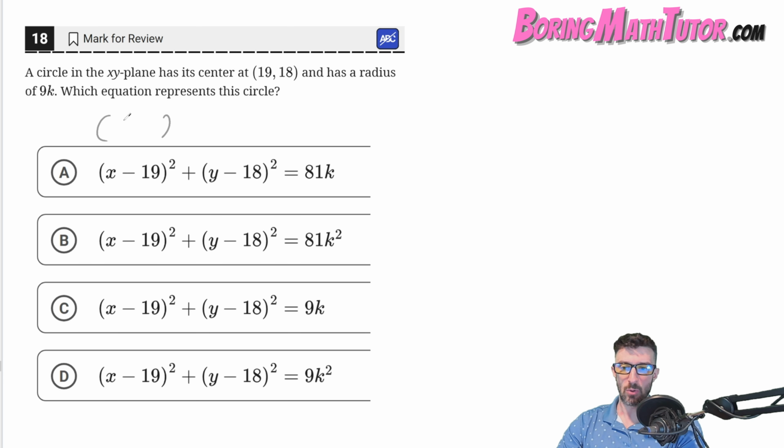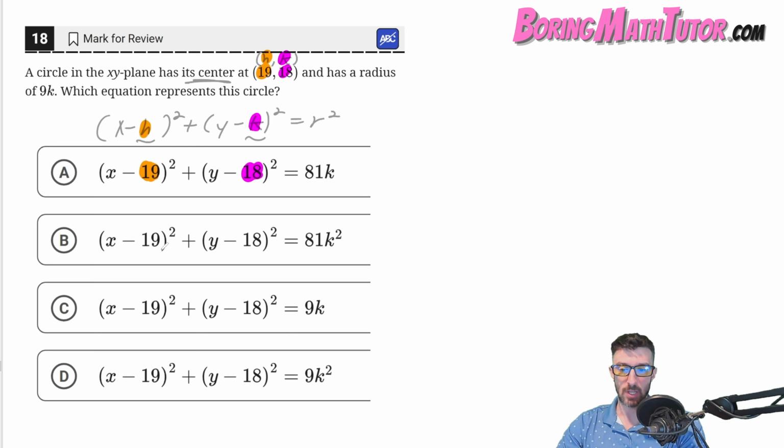For this one, you got to know the equation of a circle. And the equation of a circle is always x minus h squared plus y minus k squared equals r squared, where the h and the k are the x and y coordinates of the center. So what that means is that h should be 19, and looks like that's happening in A. And k should be 18. That's also happening in A.